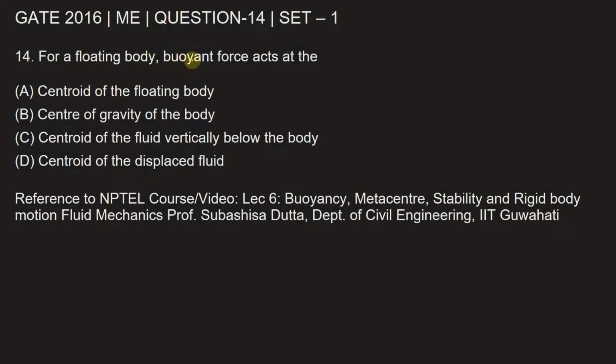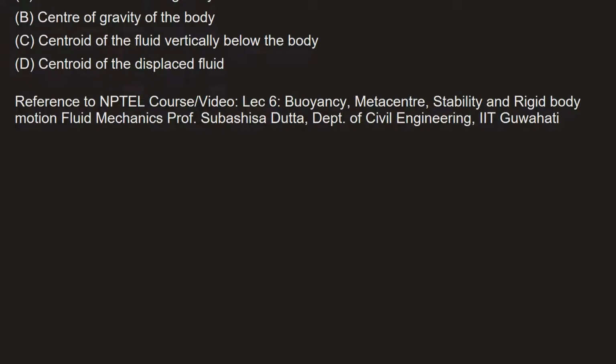For a floating body, buoyant force acts at the: option A, center of the floating body; option B, center of gravity of the body; option C, centroid of the fluid vertically below the body; and option D, centroid of the displaced fluid. Let's understand this problem using a diagram.